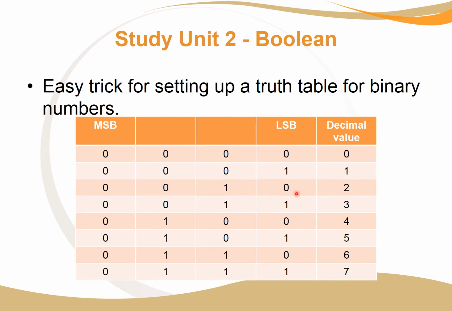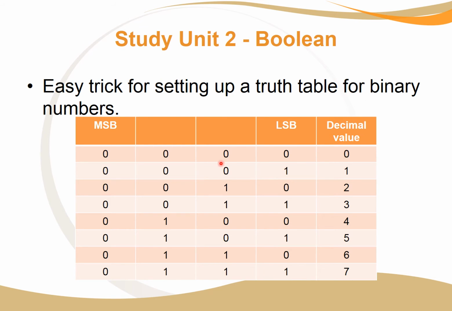Now, an easy method that I found for setting up a truth table of binary numbers and decimal numbers is to set up a table like this. You write on a piece of paper decimal values 0 till whatever you want, in this case 0 to 7, and then you start with the least significant bit and you write 0, 1, 0, 1, 0, 1, 0, 1 until you reach the end of this column.